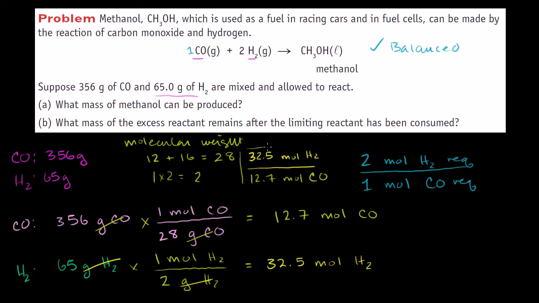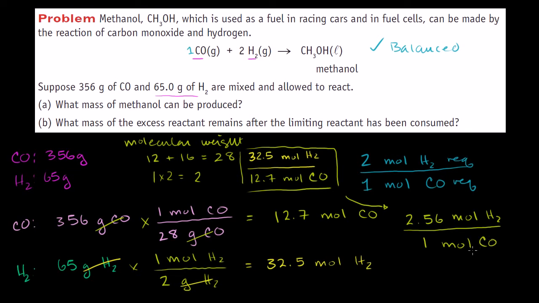So I could write this as we have 2.56 moles of molecular hydrogen for every 1 mole of carbon monoxide. This is what we need for our reaction to occur. This is what the balanced equation tells us: we need 2 moles of hydrogen for every mole of carbon monoxide.